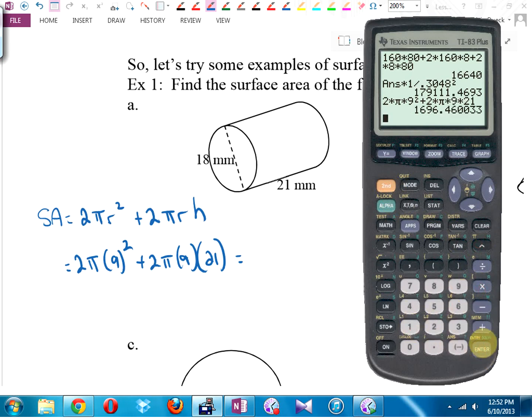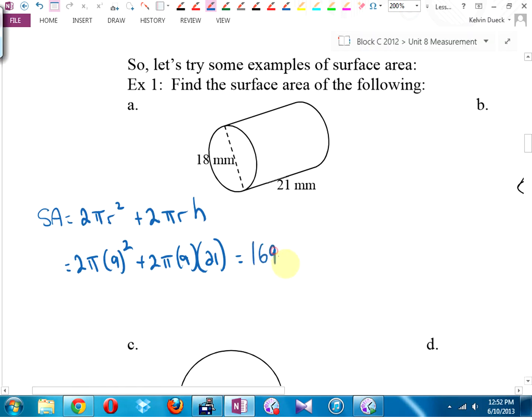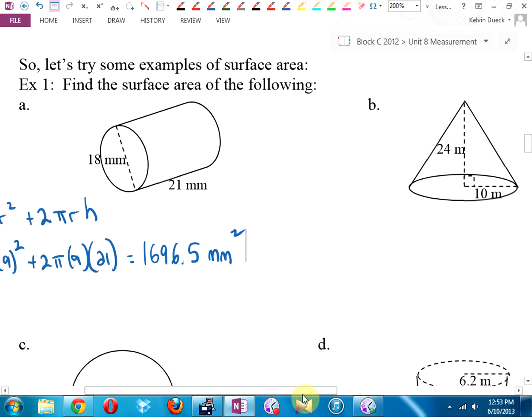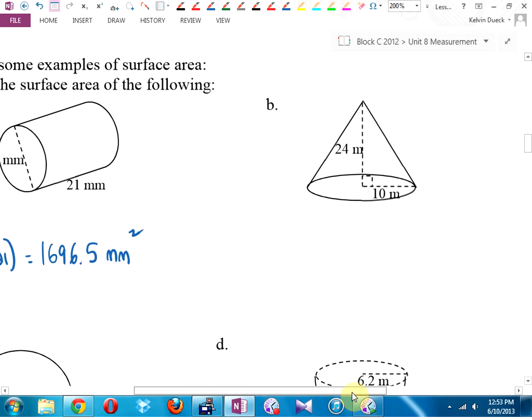You know what? This is straight calculator, plug and chug. I get 1696.5, I think. 2 times pi times r squared plus 2 times pi times 9 times 21. And that's area, so it's millimeters squared. He's throwing you under the bus. Is that okay?